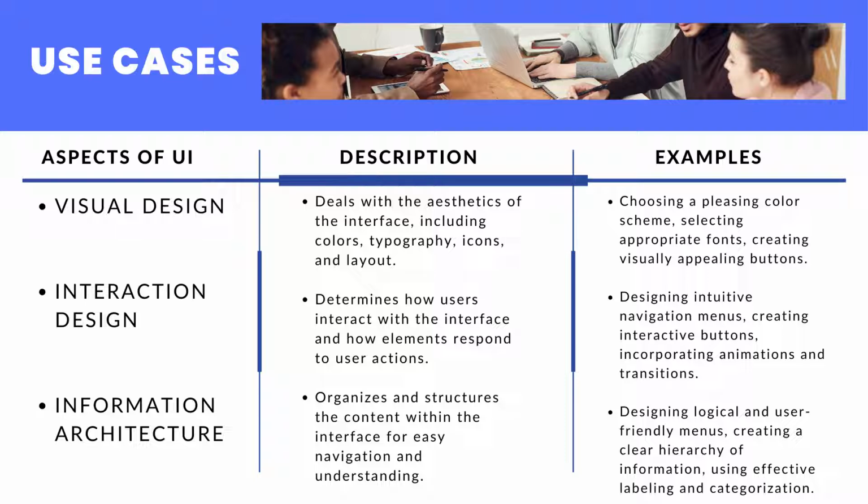Then the third use case will be information architecture. This looks at the organization and structure of content within the interface for easy navigation and understanding. An example of this will be designing logical and user-friendly menus, creating a clear hierarchy of information, and using effective labeling and categorization. There are more use cases to user interface design, but we're just going to focus on these three and move ahead to user experience.